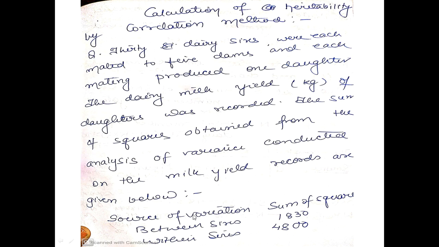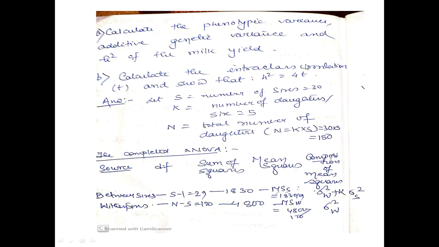Very good. You actually have the calculations done up to half of a stage. Otherwise you would have had to calculate the sum of squares between sire and within sire for putting it in the ANOVA. So it's been done up to that stage. Calculate the phenotypic variance, additive genetic variance and heritability of the milk yield. Calculate the intra-class correlation and show that h square is equal to 40.